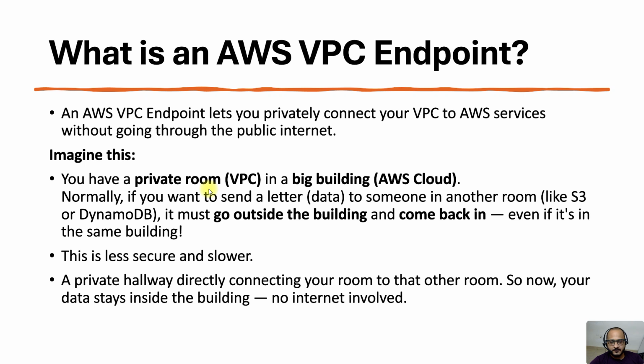Here I have given another example. Imagine you have a private room in a big building. Normally, if you want to send a letter to someone in another room, it must go outside the building and come back in, even if it is in the same building. So what does it mean? I have taken this example because the AWS cloud is a big building for us and a VPC is a private room, and if we want to send some data from the VPC to another VPC, or maybe another service, it will go through the public internet. To avoid this, we use a VPC endpoint. It creates a secure tunnel between your VPC and the service which you want to access.